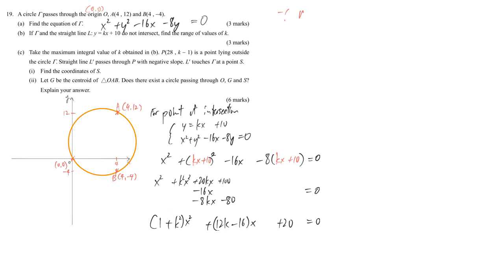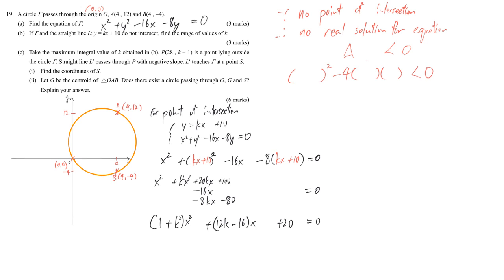Since there is no intercept point, therefore there is no real solution for the quadratic equation. And therefore delta of that equation should be less than 0. We learned it in Form 4, b squared minus 4ac less than 0. So first, the b here is 12k minus 16. A is 1 plus k squared while c is 20.